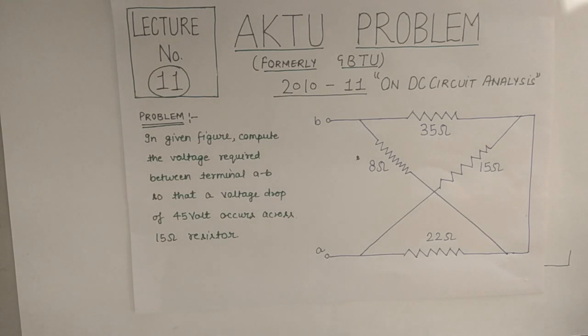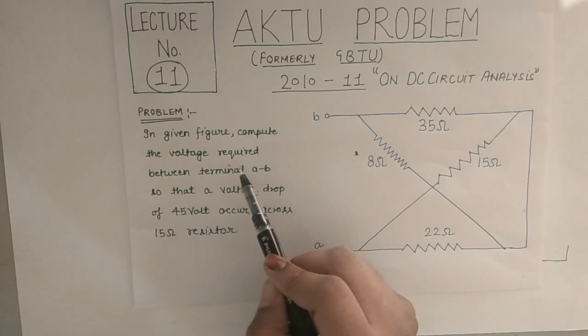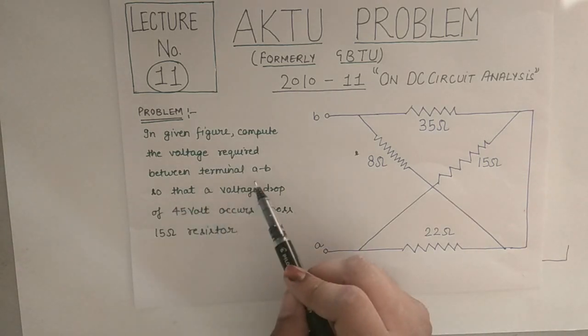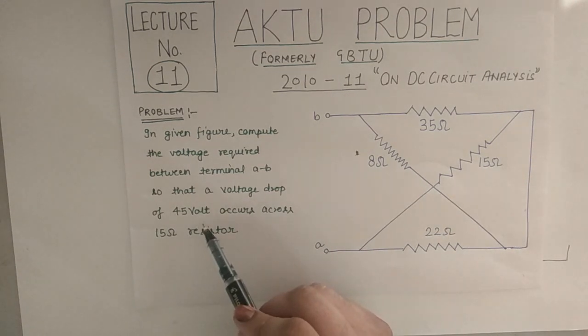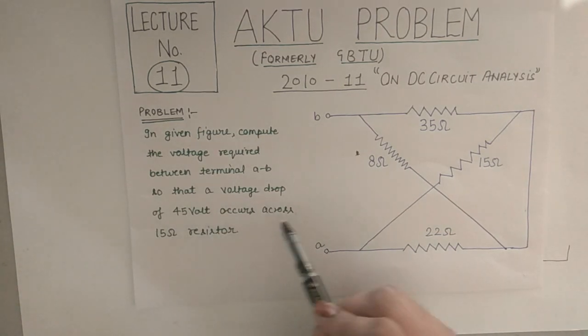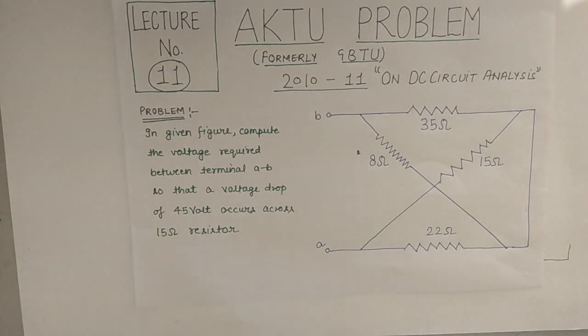So what is the problem? In the given figure, compute the voltage required between terminals A and B so that a voltage drop of 45 volts occurs across the 15 ohm resistance. So we solve this question by nodal analysis firstly.